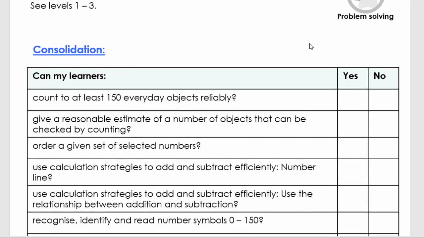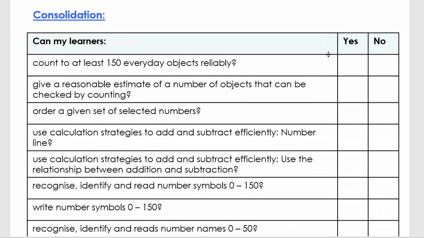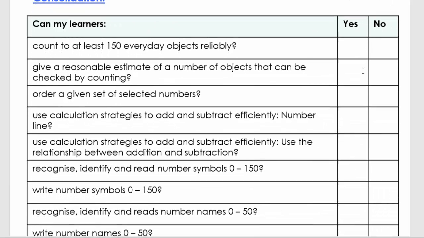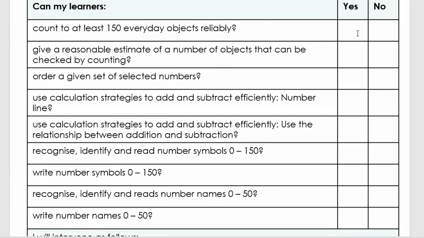Then we're going to go back and add our consolidation. You can pause here and see if you have all these things as yeses. You can carry on with the next lesson. If you have some no's, you need to revise or revisit, or contact us at SATeacher.